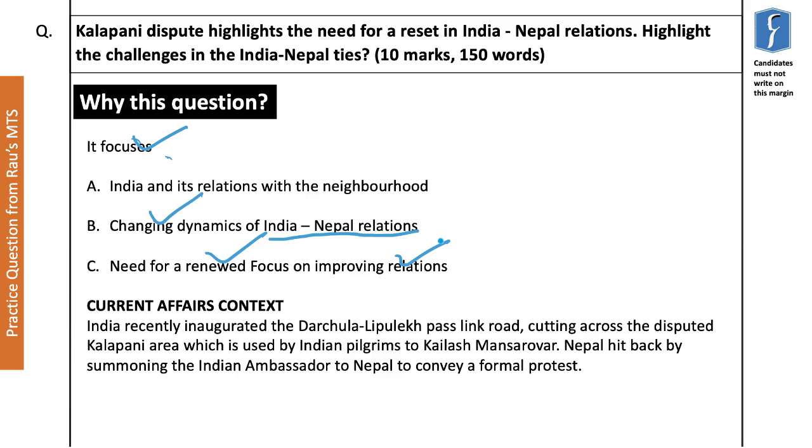It started when India recently inaugurated the Darchula-Lipu Lake Pass Link Road. This road cuts across the disputed Kalapani area, and it is used by Indian pilgrims to Kailash Mansarovar. As a result of this inauguration by India, Nepal has hit back by summoning the Indian ambassador to Nepal to convey a formal protest. Accordingly, this particular theme and this question becomes important for us from the mains examination point of view.